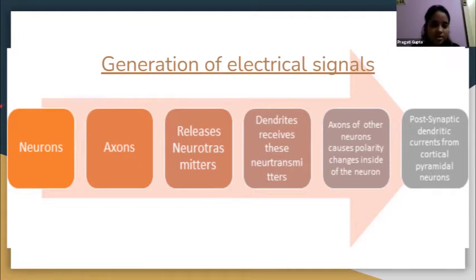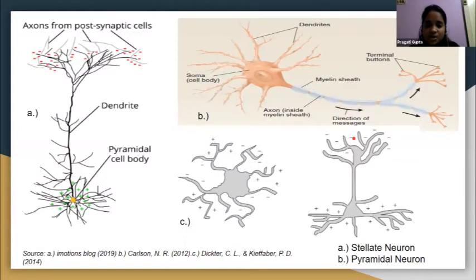So in the neuron, the information is carried to the axons. Then it releases the neurotransmitters. And here, the dendrites receive these neurotransmitters. Later, the axons of other neurons cause polarity changes inside the neuron. Then further, we get those signals from the postsynaptic potentials of the neuron, and specifically we use the pyramidal cells. Why pyramidal cells are used in the generation of event-related potentials, we will be seeing.